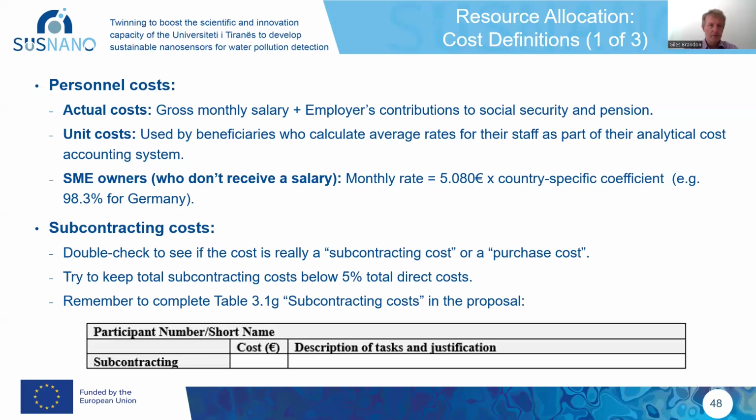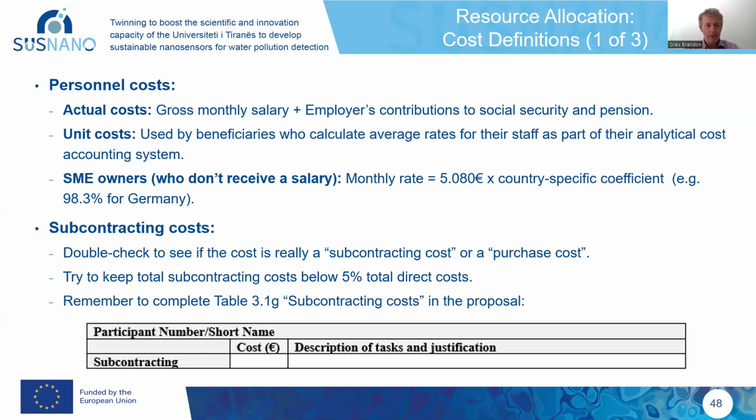Now, the things to be aware of: if you're dealing with actual costs for personnel in a university or company or whatever, the cost that you use is the gross. You'll take the gross monthly salary for that person, but you'll also add into that the employer's contributions to Social Security and pension.